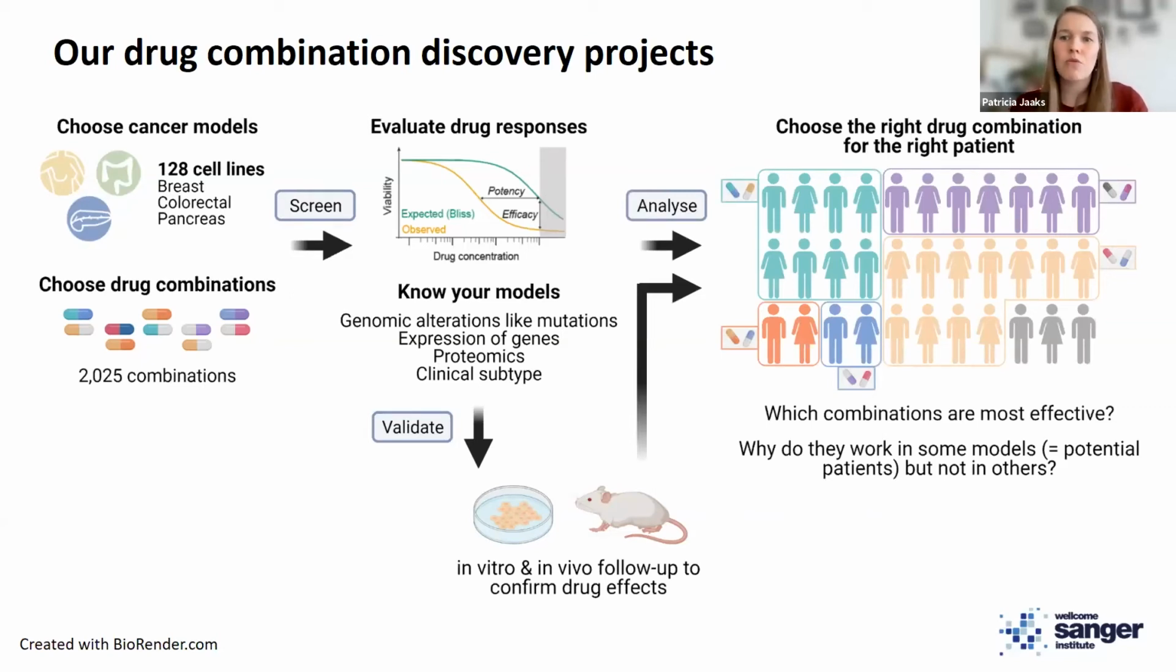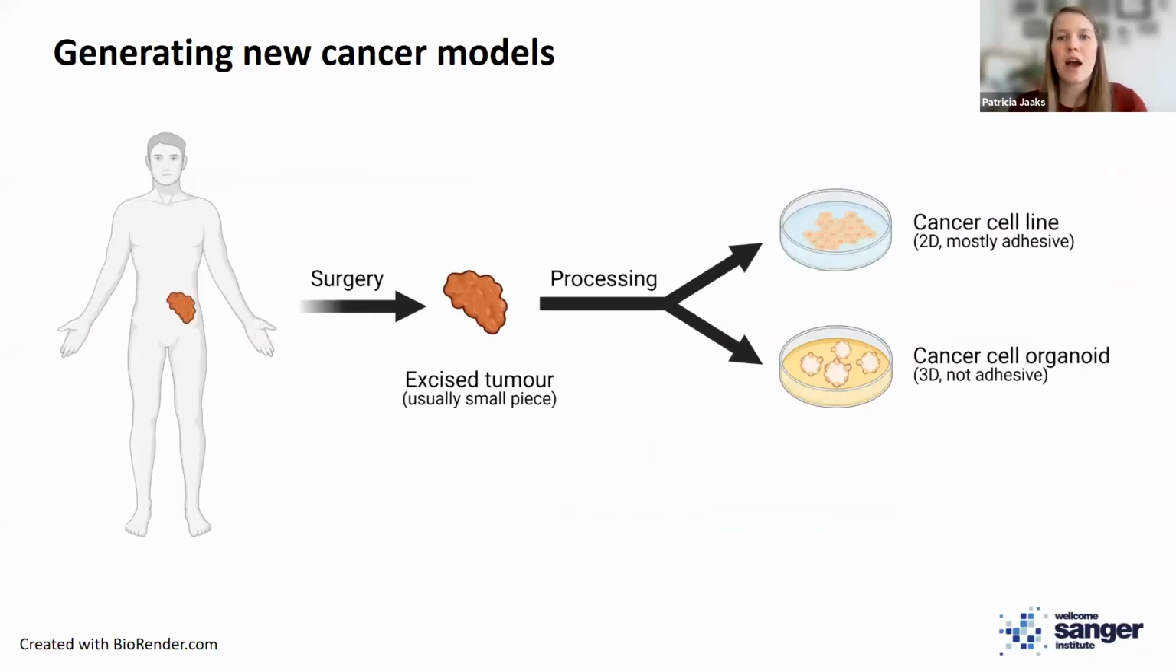So we want to know what drug combination would work for which type of cancer patient. So it might be a certain subgroup of pancreas patients whose tumors would react really well to a certain combination, but other pancreas cancer patients, their tumors might not react at all. So we try to understand that. And with that, I would like to show you how we generate new cancer models.